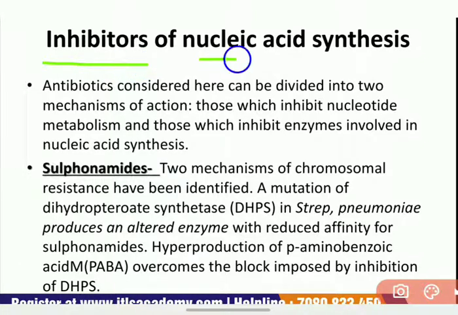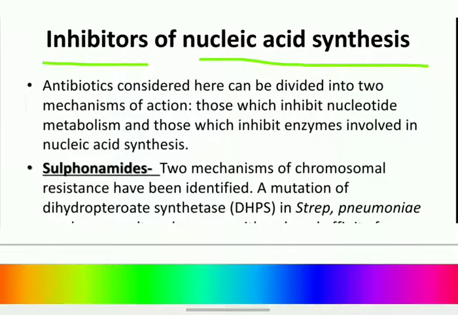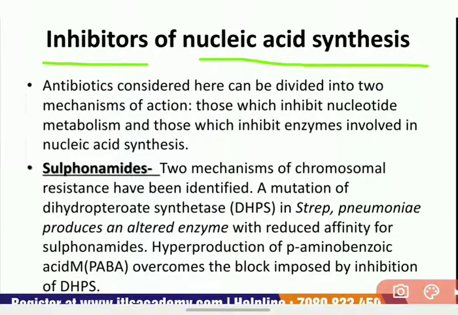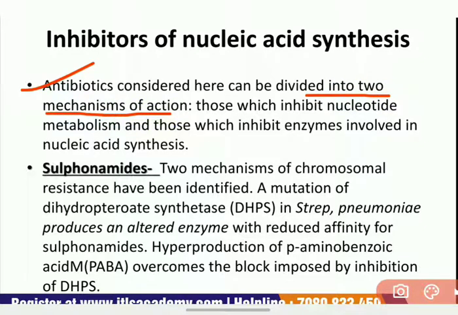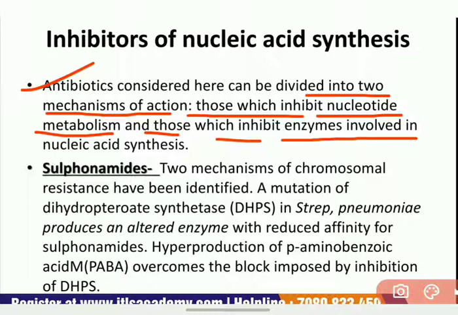Inhibition of nucleic acid synthesis. Antibiotics considered here can be divided into two mechanisms of action: those which inhibit nucleotide metabolism and those which inhibit enzymes involved in nucleic acid synthesis.